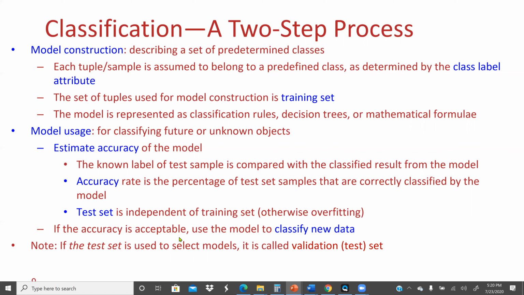So if the accuracy is acceptable, then we use the model to classify new data. Now, if the test set is used to select models, then we call it a validation test set.